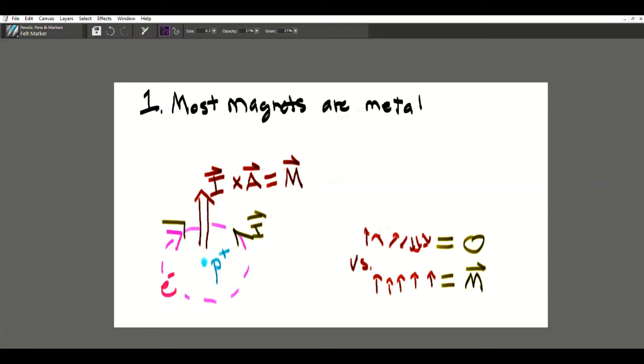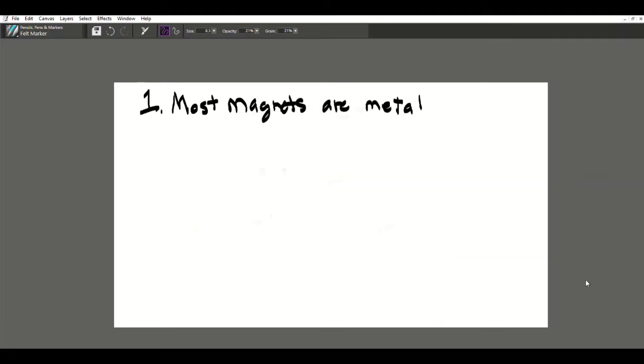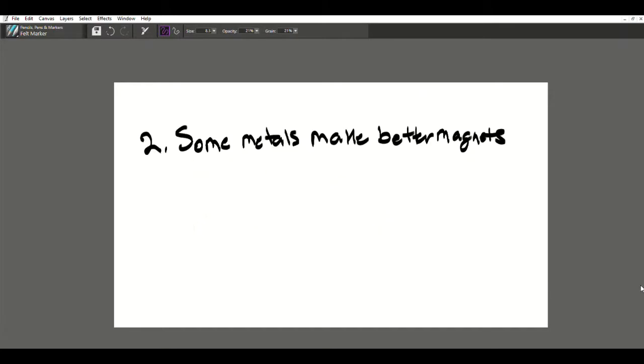So as you can see, magnetization comes from electron motion, and so the fact that magnets are metal seems like it's something that might be relevant, right? Metals, we know, are conducting. And so if we move on to point 2, some metals are better magnets. We can make this a little more obvious.